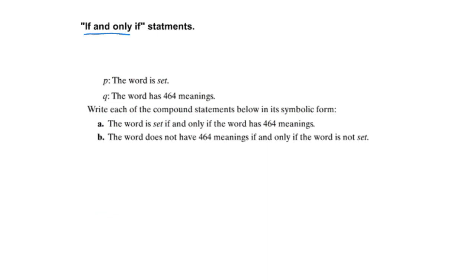If and only if statements. If and only if statements are considered biconditional, and that is when we have the double arrows. P double arrow Q, biconditional. So if and only if. So let's take a look at our statements. Our simple statements are P, the word is set. Q, the word has 464 meanings.